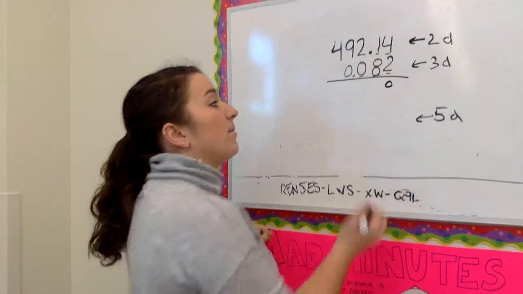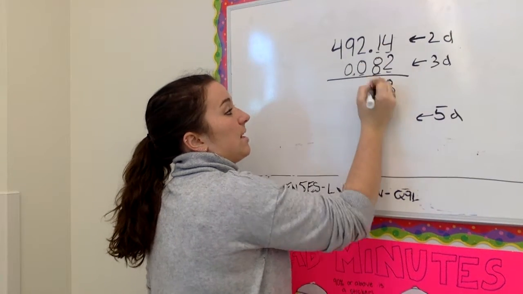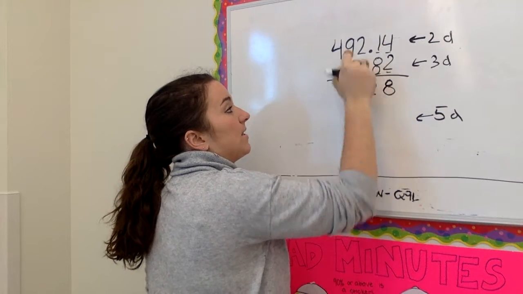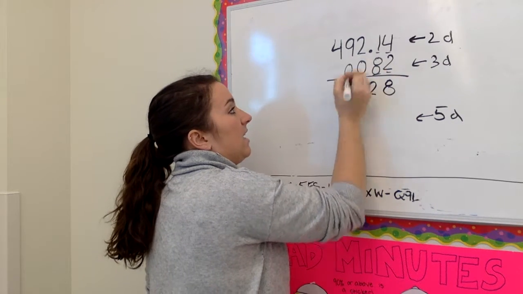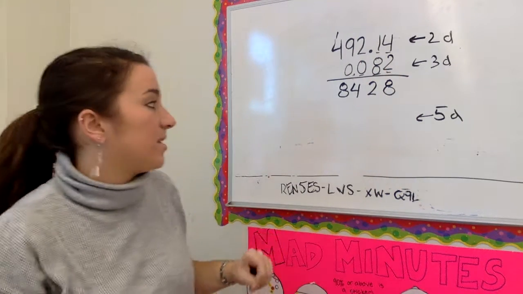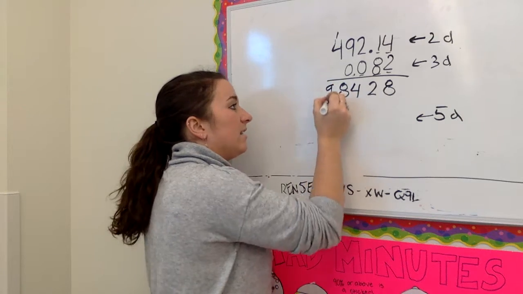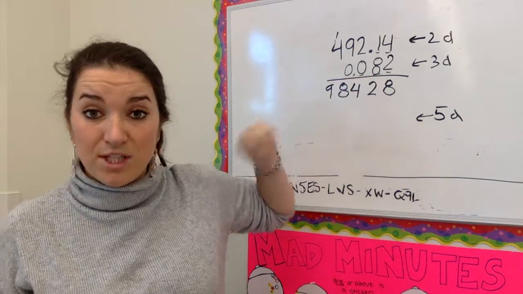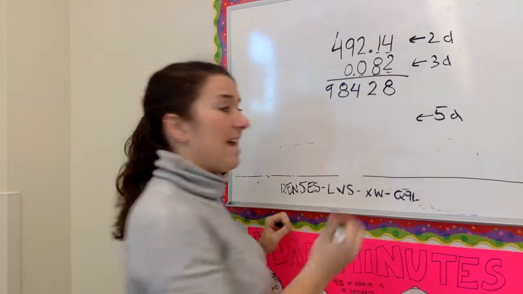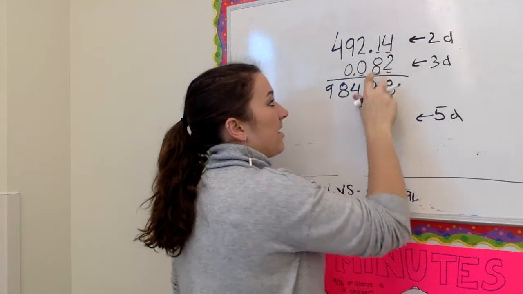So 2 times 4, which is 8, and 2 times 1, which is 2, 2 times 2, which is 4, 2 times 9, which is 18, carry the 1, 2 times 4, which is 8, plus 1, which is 9. Now I'm going to go on and multiply with my second digit, which is the 8, but before I do that, I need to add a 0 in the ones place, and then I'll start over.